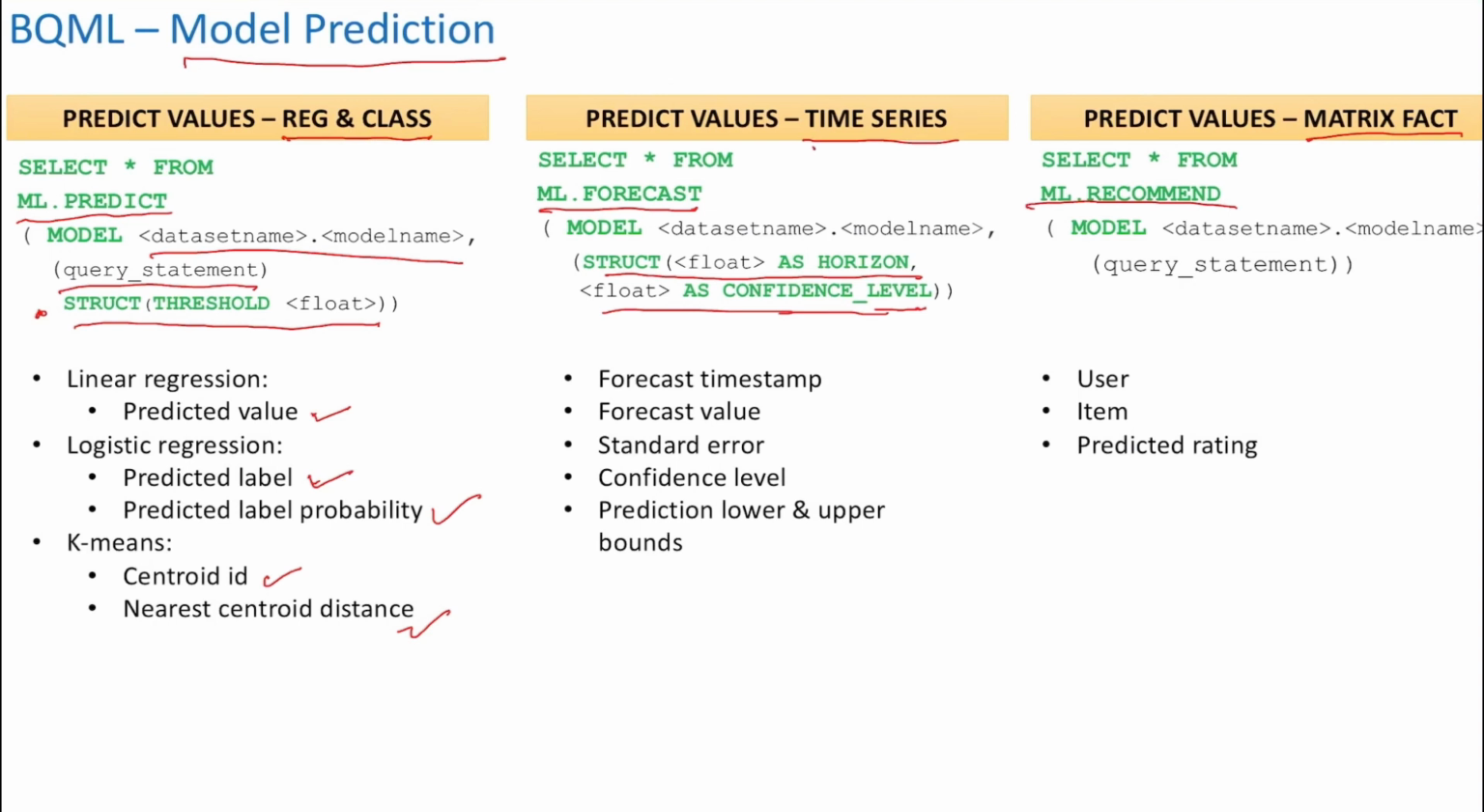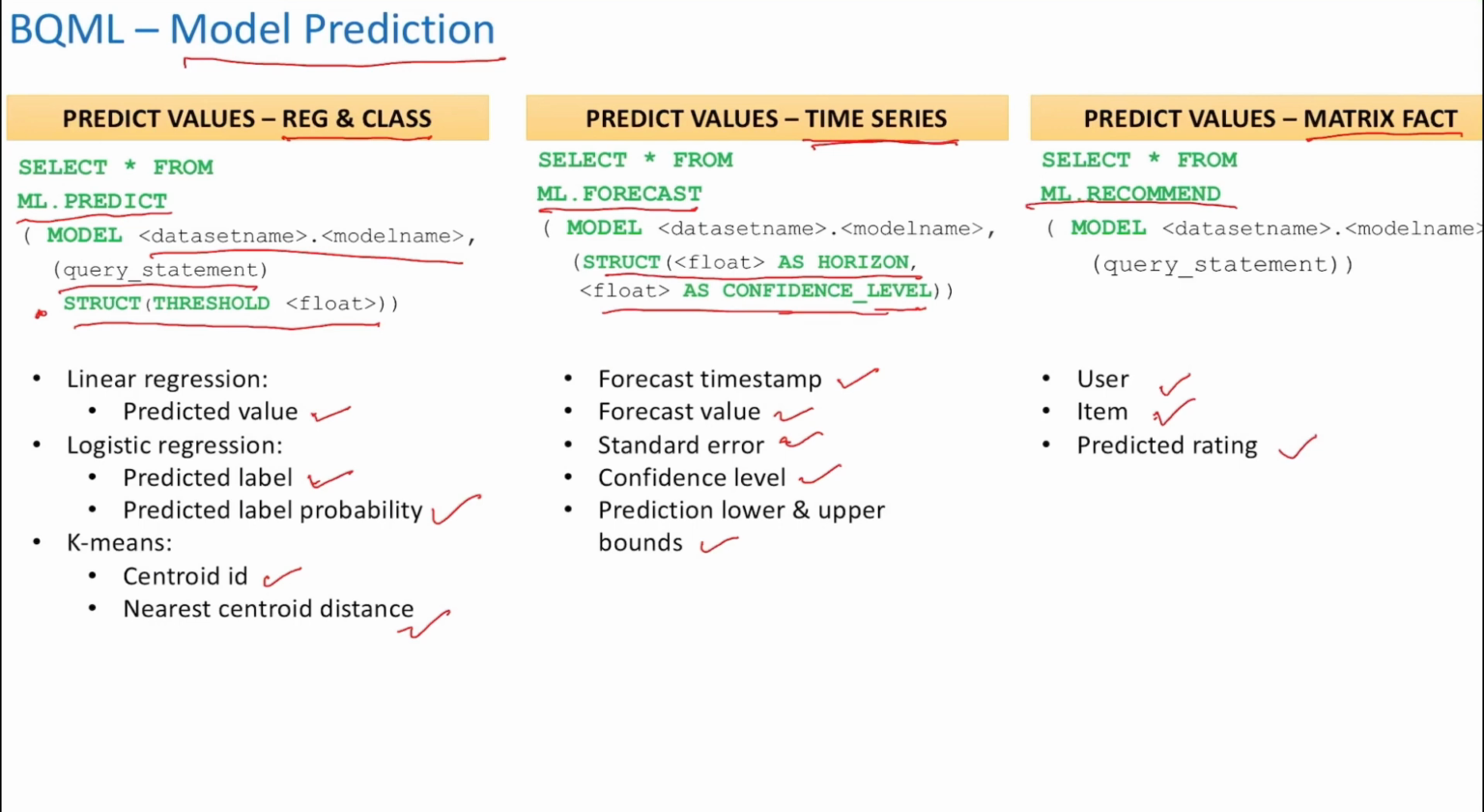Coming to the time series models, after you input the model, it provides the forecasted timestamp, the value forecasted, standard error, the confidence level for attaining that value, as well as the prediction for the lower and the upper bounds. And finally, for your recommendation engine matrix factorization models, it just gives you, for a given user and a given item, the predicted rating. So this is in brief the output that you can expect from your model prediction commands ML.PREDICT, ML.FORECAST, and ML.RECOMMEND.